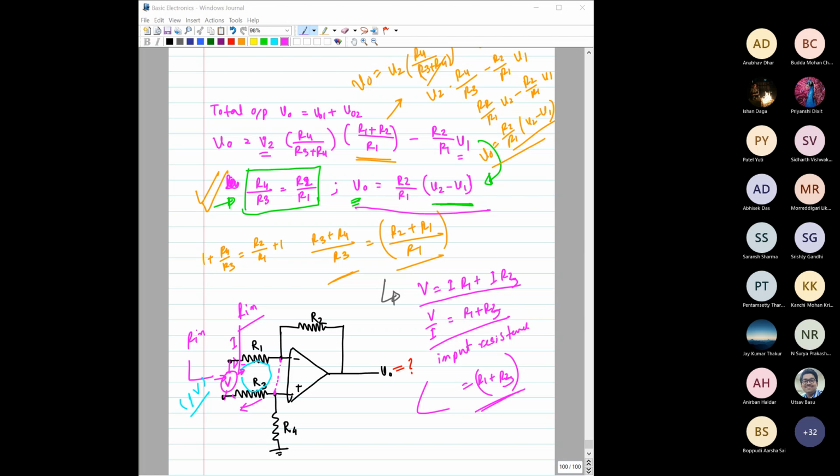Sir, should we see the output resistance from the right side? Then how to find it? I mean, across which terminals should we connect the voltage? One is this one, the other one is ground. So when you are taking output, you are always taking it with respect to ground.